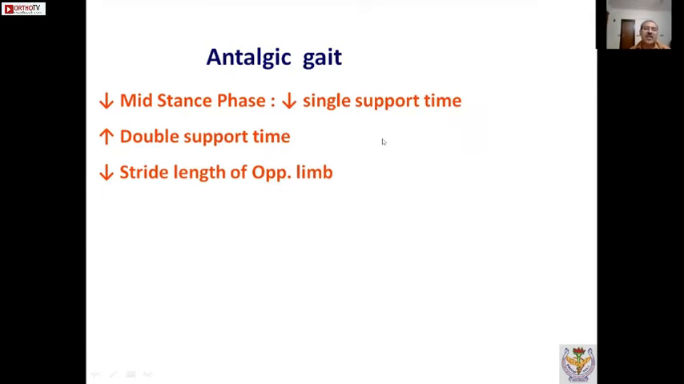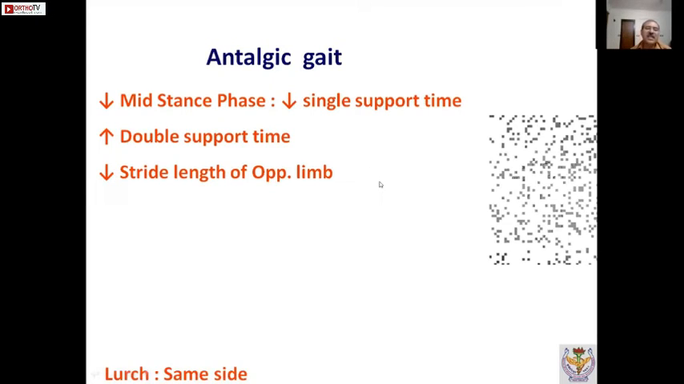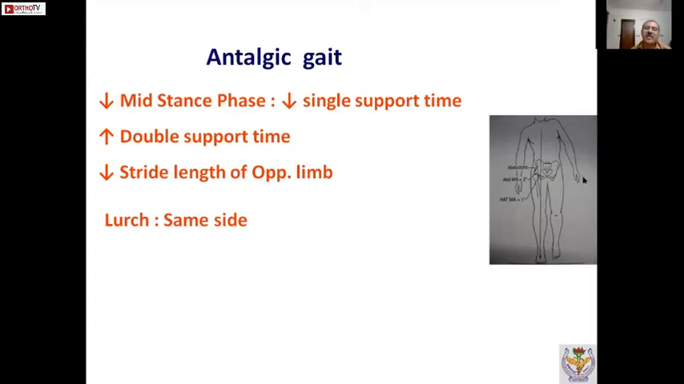So that is causing more pain. So he will take a shorter step on the opposite side. And as I discussed earlier, the lurch will always be on the same side, because on the same side, the body weight lever arm is decreasing. So the product of the body weight and the body weight lever arm is less, and the abductor forces are less, right? So it is less painful.